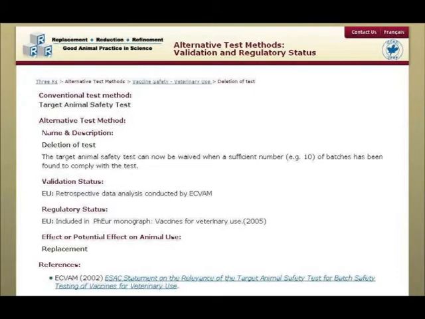Under deletion of test it says a target animal safety test can now be waived when a sufficient number, e.g. 10, of batches have been found to comply with the test. I can't completely understand what this means, and I haven't got anyone that I can ask really, but it seems that this test, this target animal safety test, doesn't need to take place anymore, which is good for the test subjects that would have been involved. And anyway, under validation status, it says retrospective data analysis conducted by ECVAM. So maybe they have the information that they need to compare already. That's the only explanation I can find. Anyway, under regulatory status it says it is included in the PHEUR.